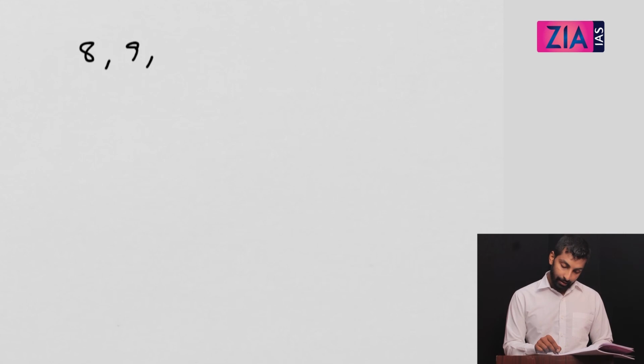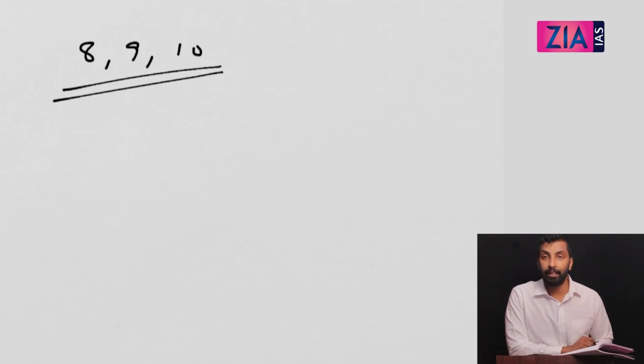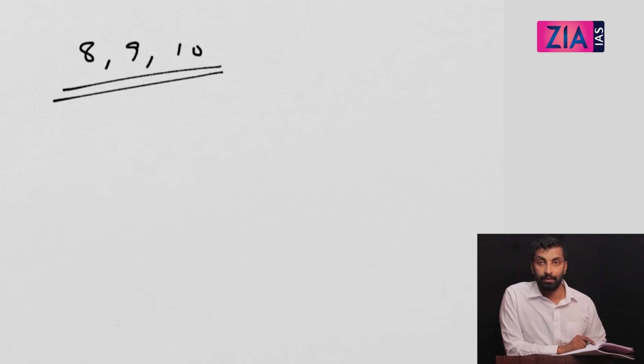In this question, you need to find the least 3-digit number which will give a remainder 6 when divided by 8, 9, 10. So when you divide by 8, you get a remainder 6. When you divide by 9, you get a remainder 6. When you divide by 10, you get a remainder 6. So if you remember, we have discussed this question in your division questions, right?